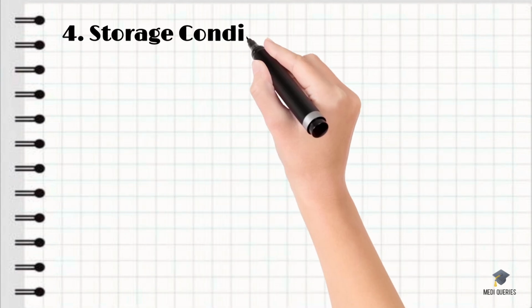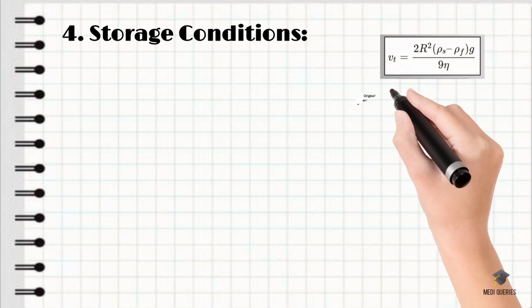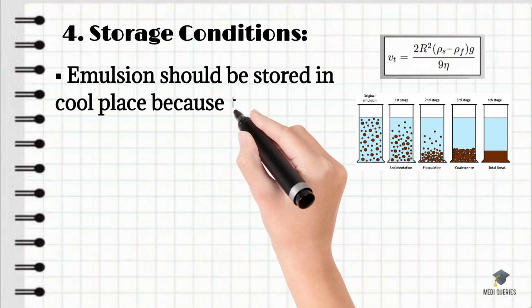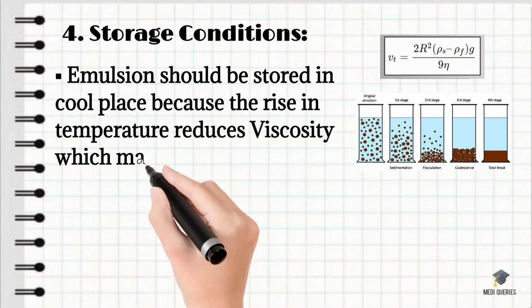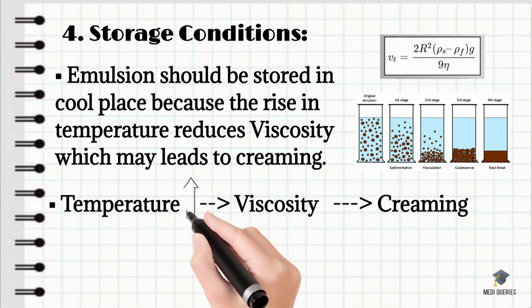Storage conditions. The emulsion should be stored in a cool place because a rise in temperature reduces the viscosity, which may lead to creaming. Freezing should be avoided because it may lead to cracking.